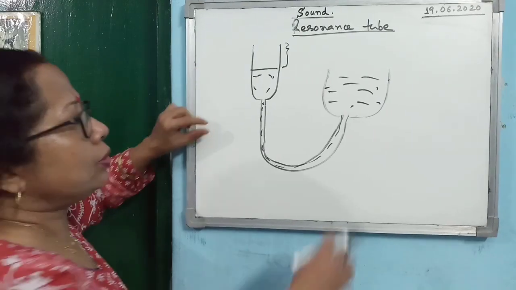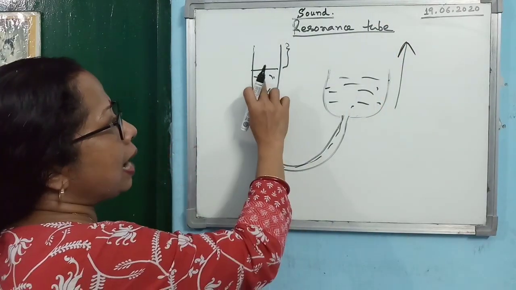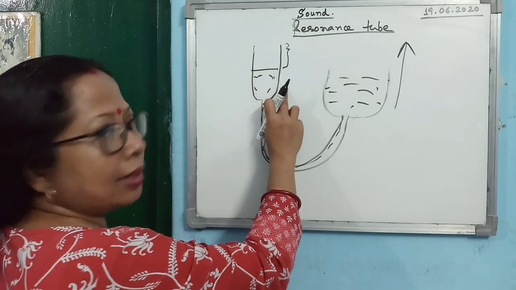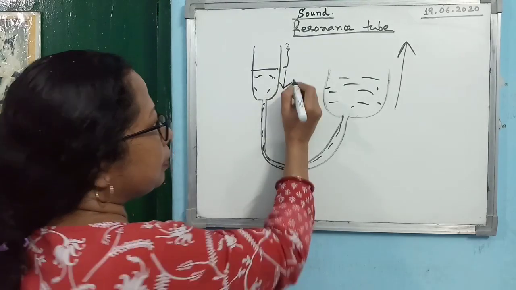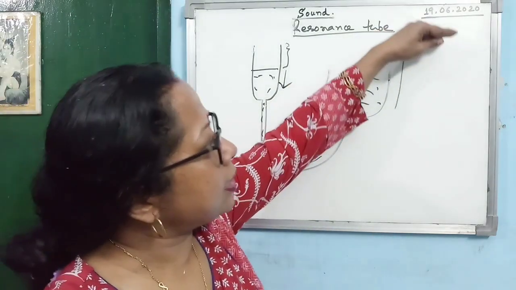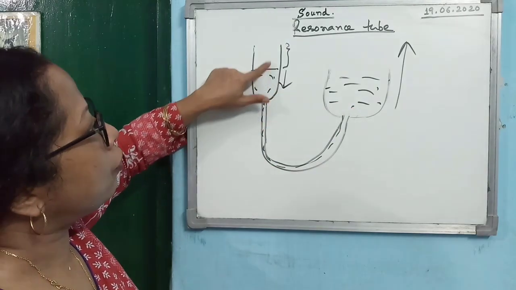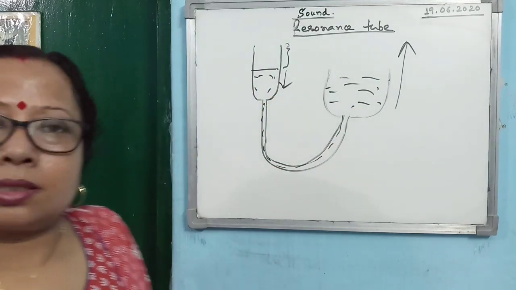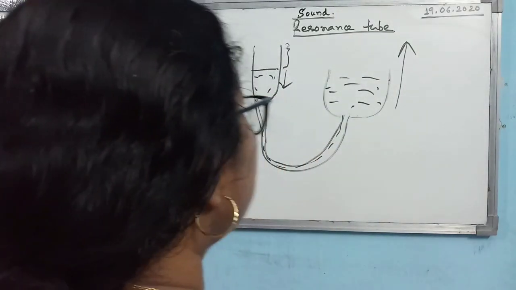Alright, and you just see, if you take the water reservoir up, then what will happen? The water column here, if you take the reservoir up, it will come down. And if you take the water reservoir down, then what will happen? Here the level of the water column will increase. Alright. Now, why is it known as a resonance tube?